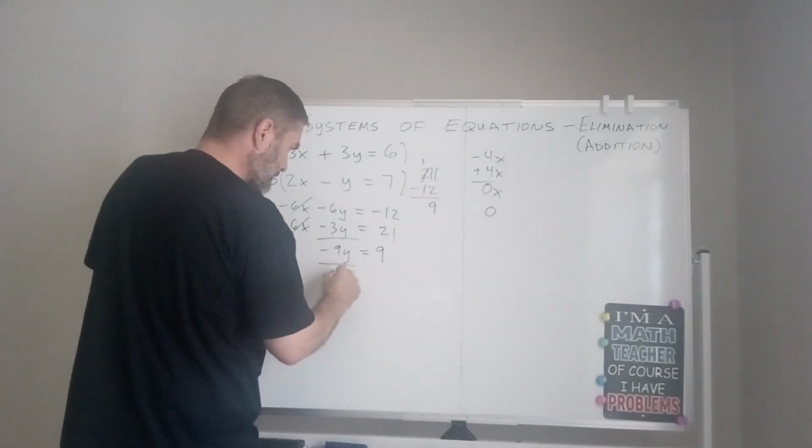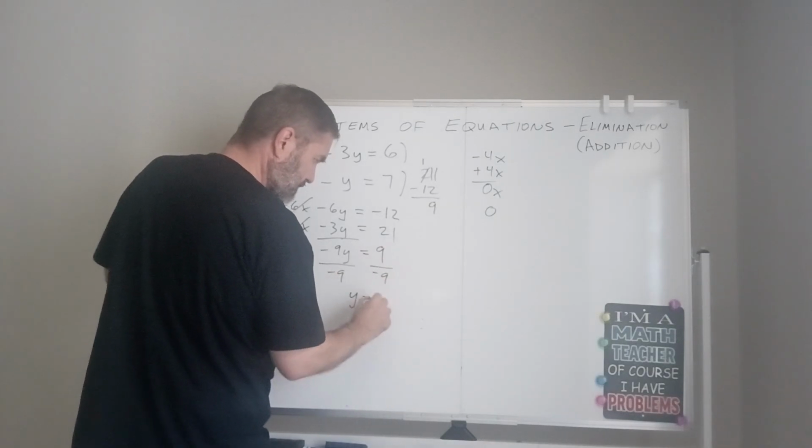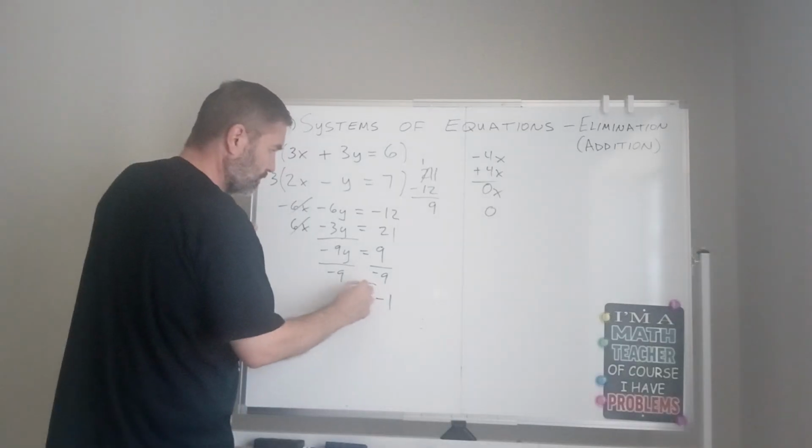Now we're going to divide by negative 9, and there you go. Y equals 9 over negative 9. Positive over negative is negative. 9 over 9 is negative 1.